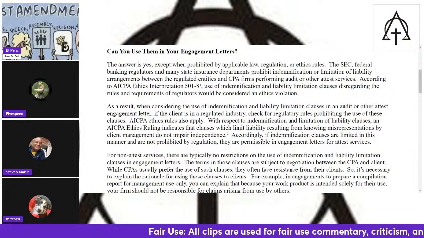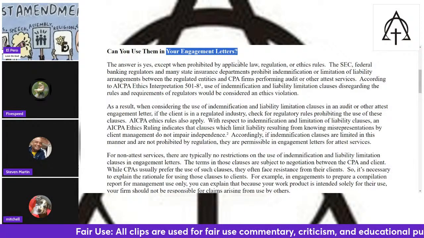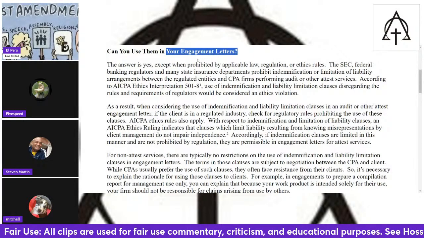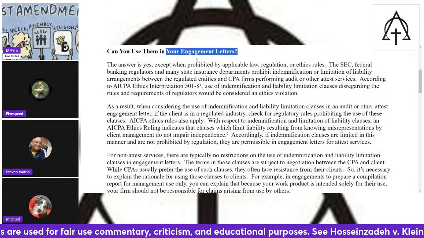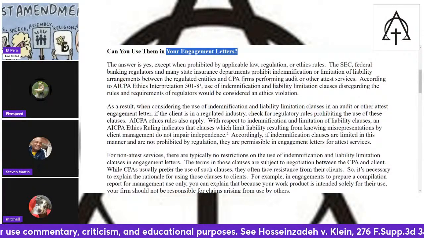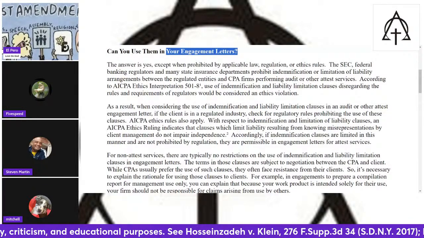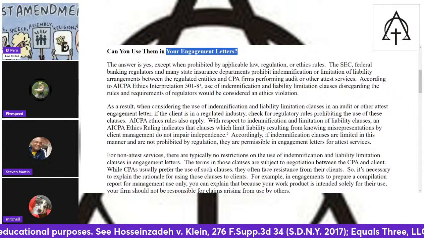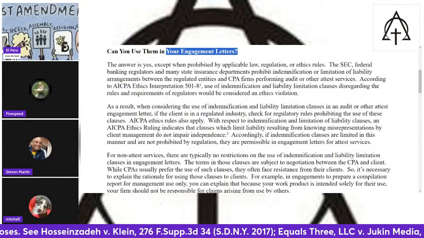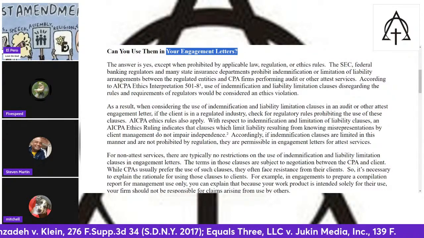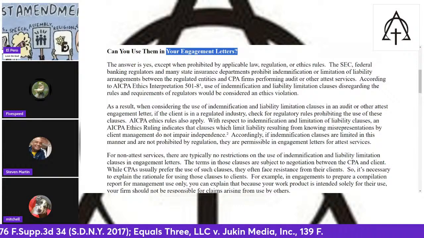Can you use them in your engagement letters? This is like a letter of credence where you want to engage in this system. That's a diplomatic letter of notice. Give them notice that you're going to engage in things. The answer is yes, except when prohibited by applicable law, regulation, or ethic rules.